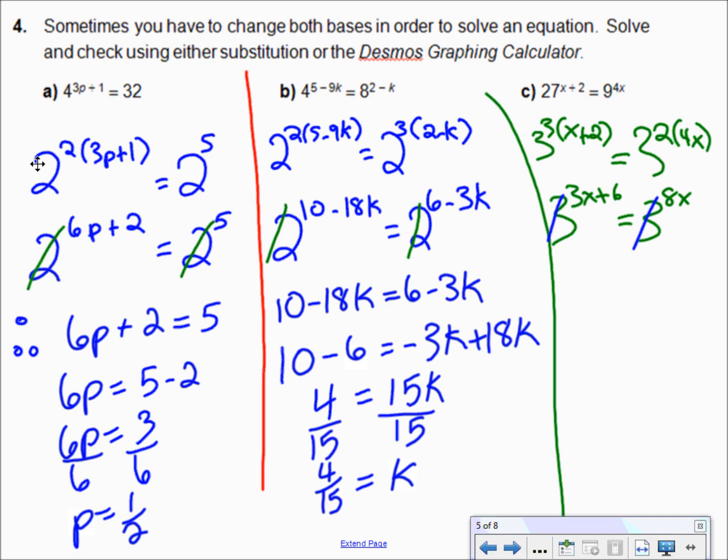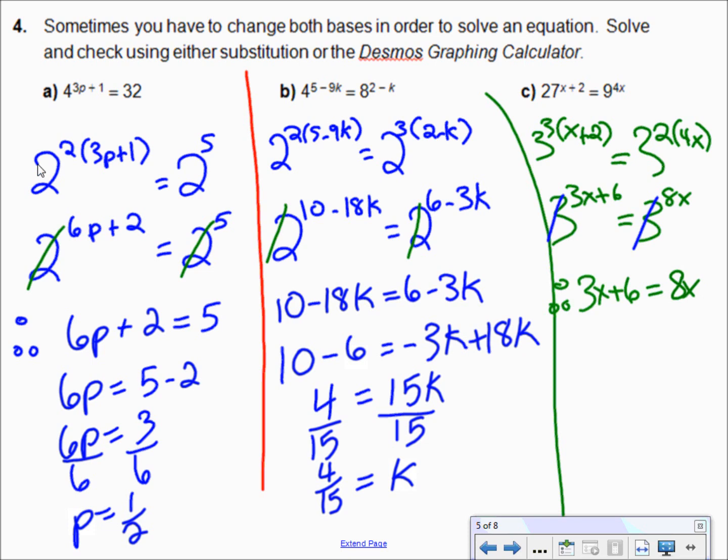Okay, so I said that 3 cubed was 27, and then I have to keep the existing exponent, so it's going to be 3 bracket x plus 2 bracket. And I know that 3 squared is equal to 9, so now it becomes 3 squared bracket 4x, because those exponents need to be multiplied. Which gives me 3 to the exponent 3x plus 6 equals 3 to the exponent 8x. Okay? My bases are the same, so I can drop my bases and then set the two exponents equal.